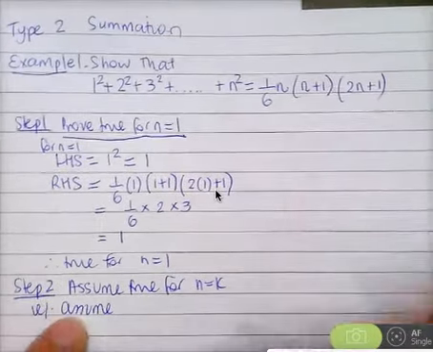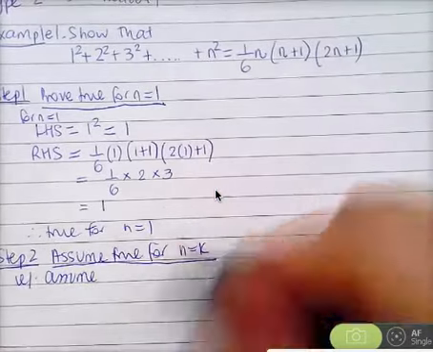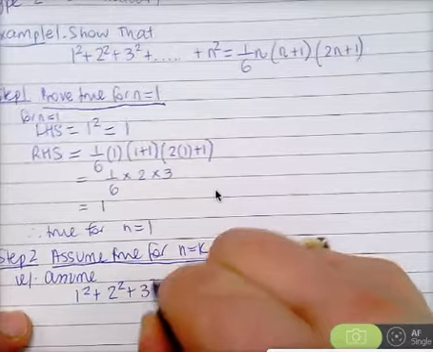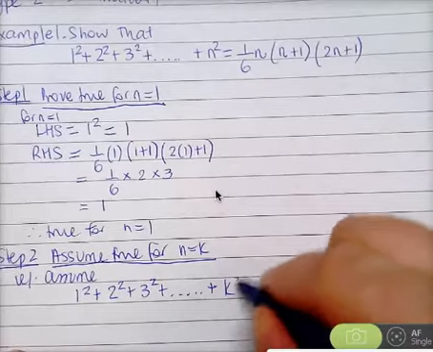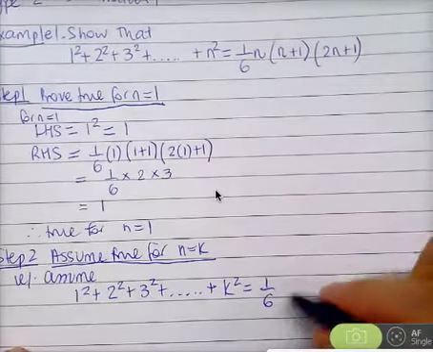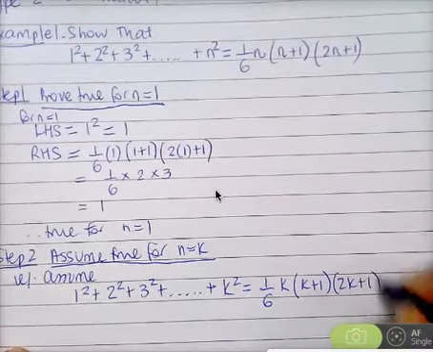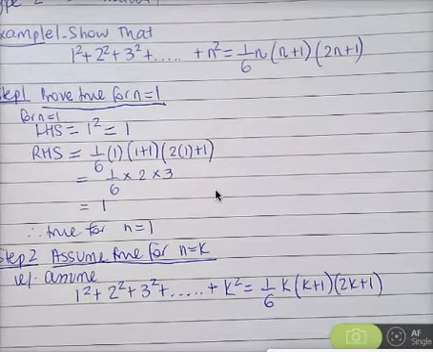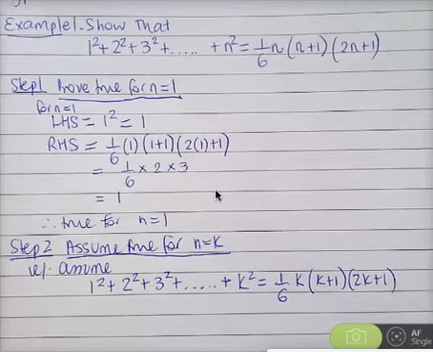Here, you can write step 2, assume that. Now, I'm going to replace my n with k. Assume that 1 squared plus 2 squared plus 3 squared plus ... plus k squared is equal to 1/6 k, (k plus 1), (2k plus 1). Now remember, we must use the assumption in step 3. So step 2 is to assume true for n equals k. That is, assume that that result is true.